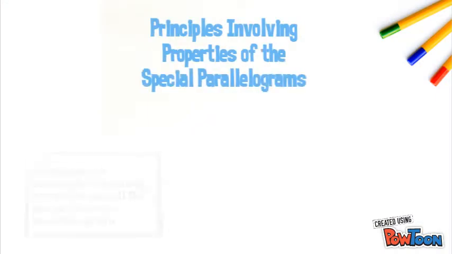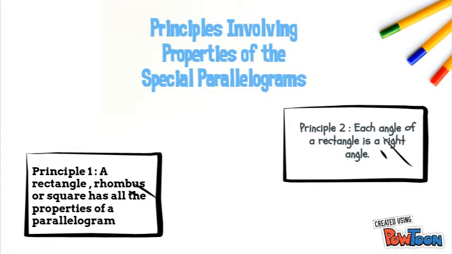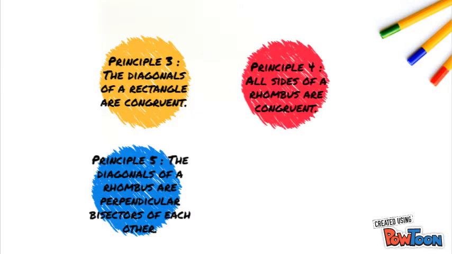Principles involving properties of the special parallelograms. Principle 1. A rectangle, rhombus or square has all the properties of a parallelogram. Principle 2. Each angle of a rectangle is a right angle. Principle 3. The diagonals of a rectangle are congruent.